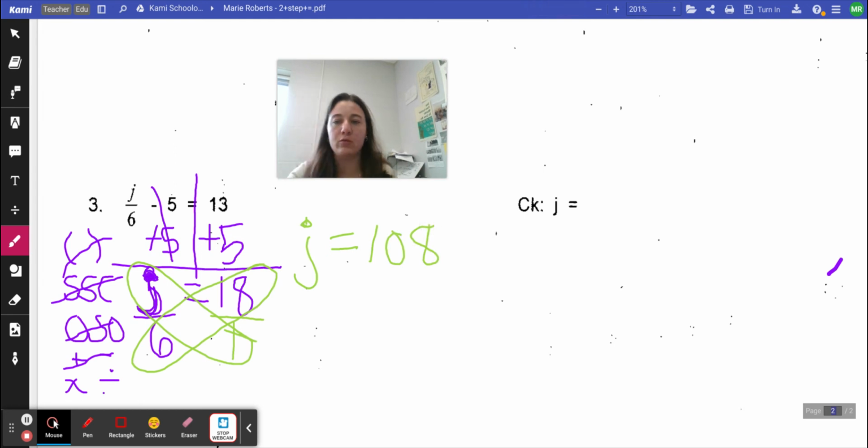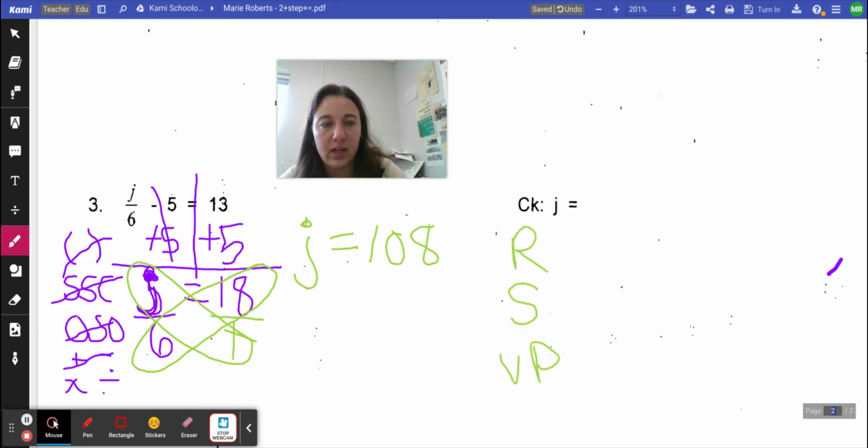Okay? Don't do two lines, okay? Don't write j times 1 equals j on one line and 6 times 18 equals 108 on another line. Put it all on one line. I don't have to divide by the coefficient because j is already isolated. It's already a positive 1j, so I'm good to go. So the next step would be to check my work.